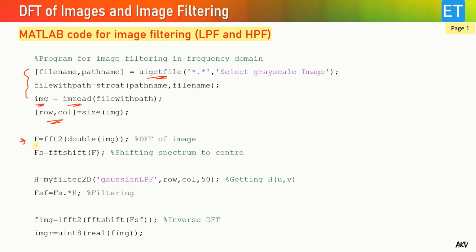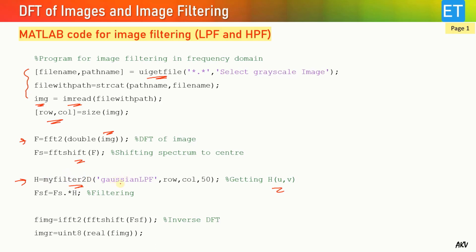And then with this line, we are finding the FFT, or I mean the DFT of this image. Okay, so the capital F is carrying the DFT information of this input image, and then we are shifting this spectrum so that we get the full spectrum at the center. Then we are implementing the HUV, I mean the filter response, with the help of my filter 2D, which I have already explained in the previous slides.